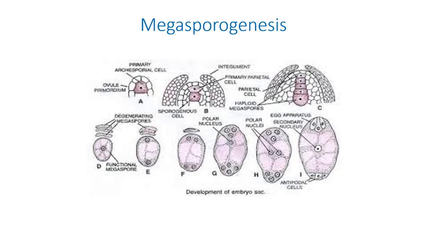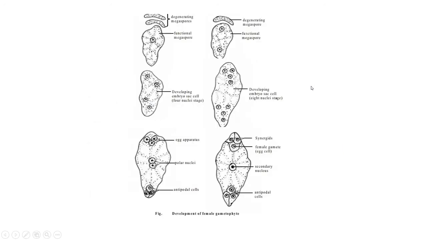Then the last one is the tetrasporic type, where all four megaspores which are formed as a result of meiosis participate in embryo sac development. Now we will see one by one how the further development takes place. Today, first we will see the monosporic type and bisporic type in today's class.